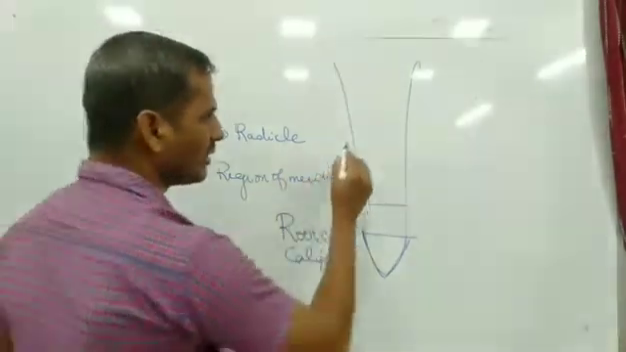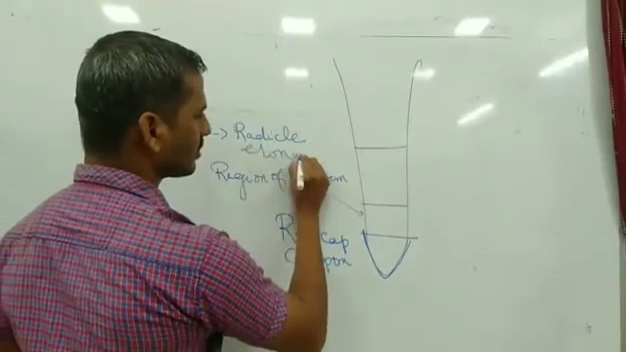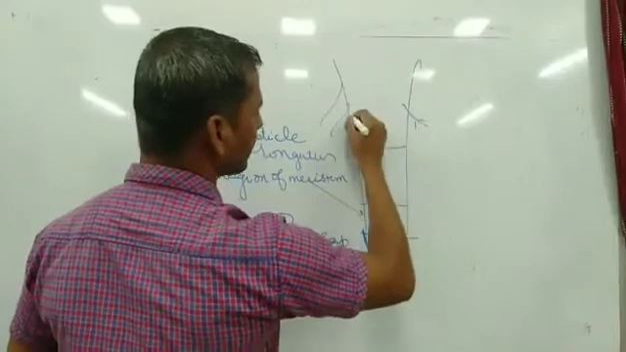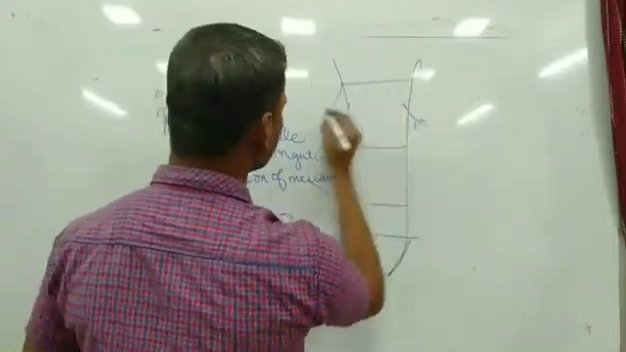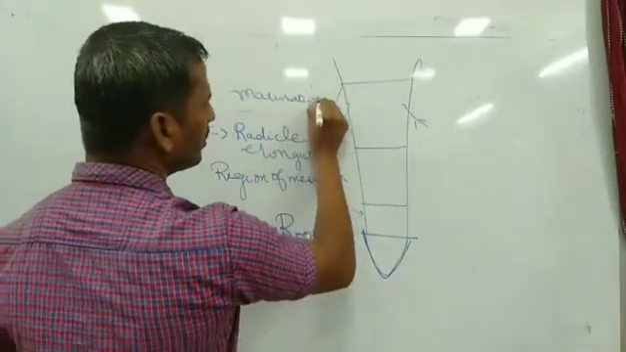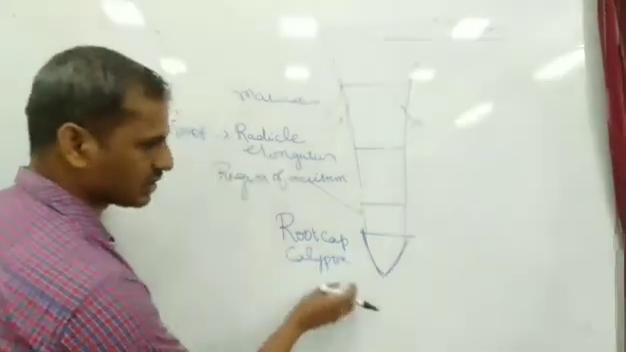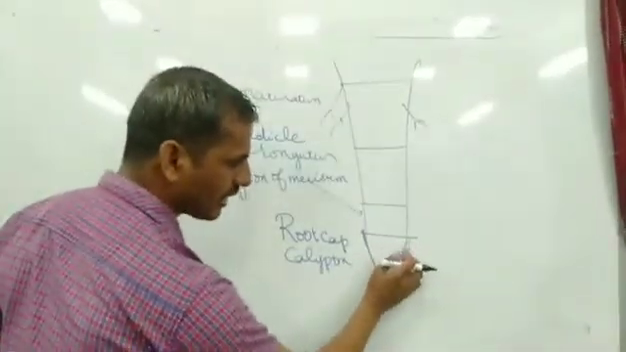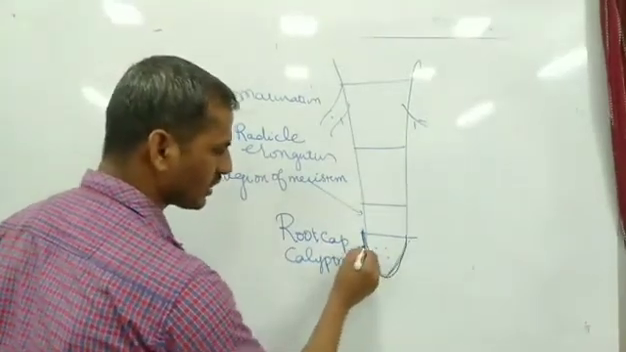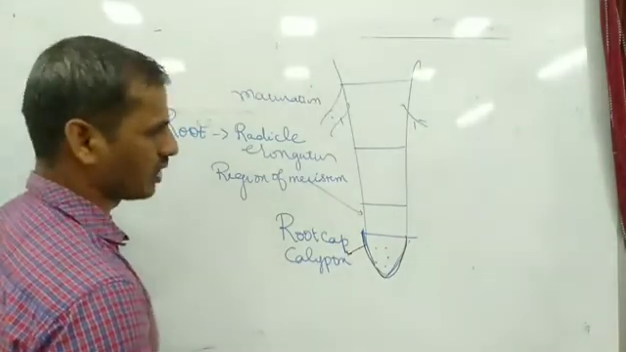The second region, we call as region of elongation, and here some hairs, root hairs. Then this is region of maturation. They have four regions. The first region, the root cap, is the tip region. It is like a cup shaped structure, which is called as calyptra or root cap.